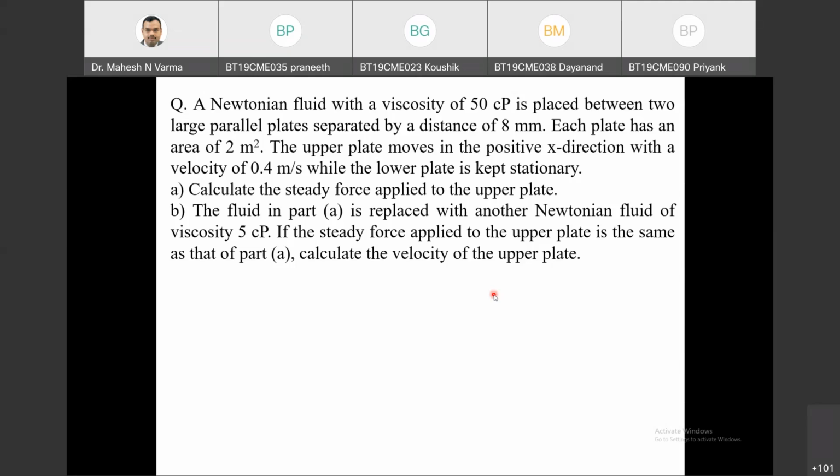From dvx by dy we can calculate the velocity gradient. You calculate that velocity gradient and tell me what it is. Okay, sir. Just one second. Roll number 56, you also calculate the velocity gradient. Yes, sir. Everybody else also calculate the velocity gradient.